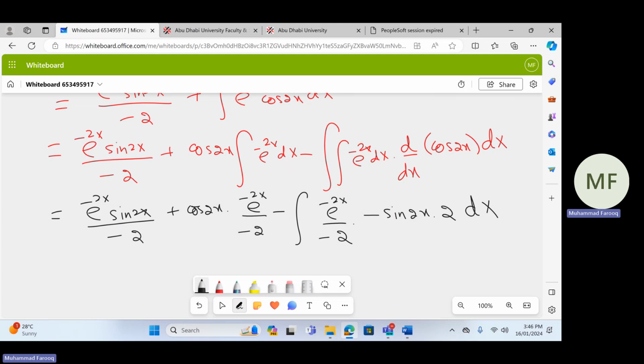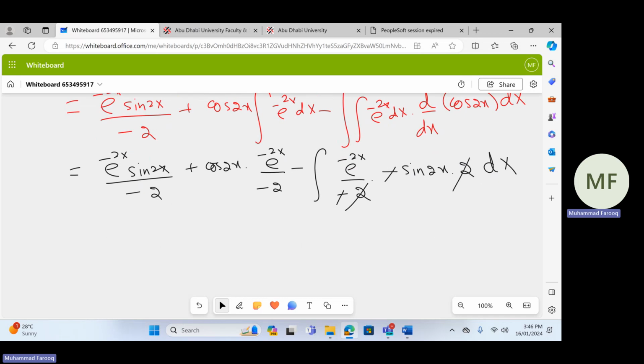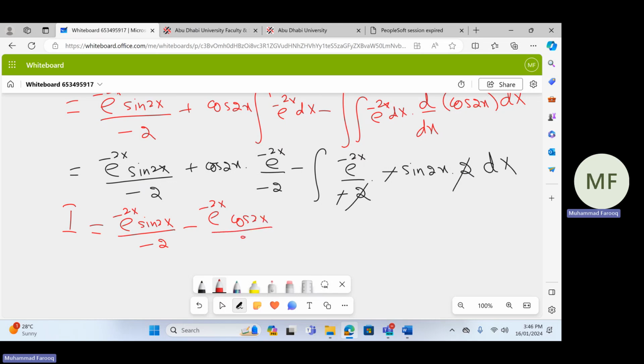The negative will become positive. You can cancel these two and this negative sign with this negative sign. See how important this is. So you have e power minus 2x sine angle 2x divided by negative 2, plus, sorry, positive times negative is negative, so e power minus 2x cosine angle 2x divided by 2.